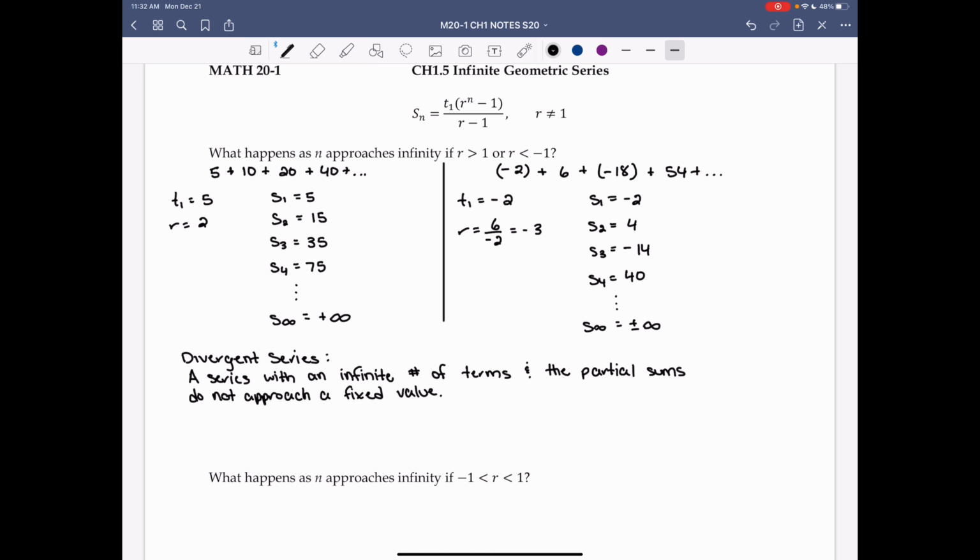So infinity is not a fixed value because it keeps getting bigger and bigger and bigger, right? So these sums are going to infinity, which means they keep getting larger or jumping back and forth between positive and negative infinity. So they're not approaching a specific value. A series is divergent if the r value is less than -1 or if the r value is greater than +1.